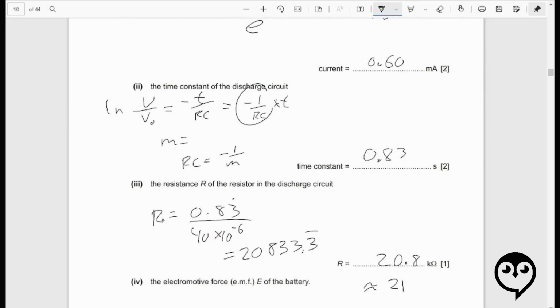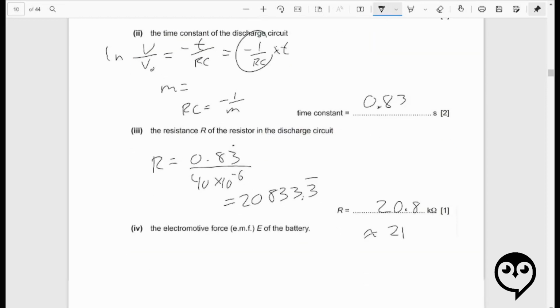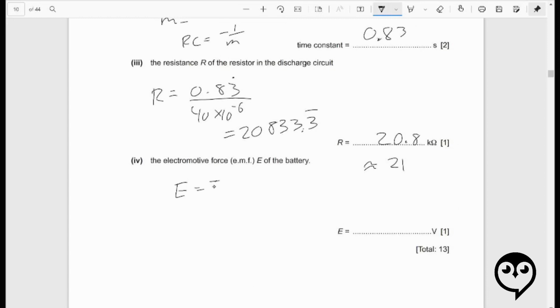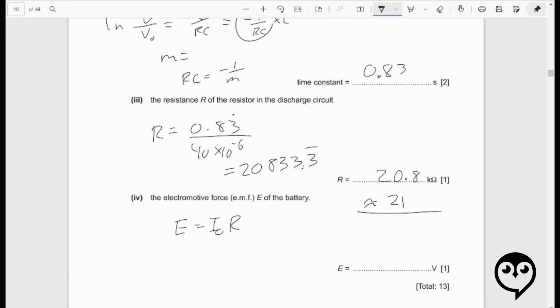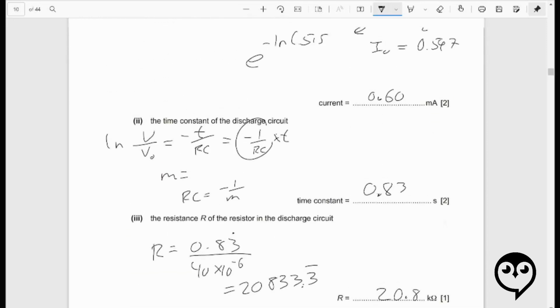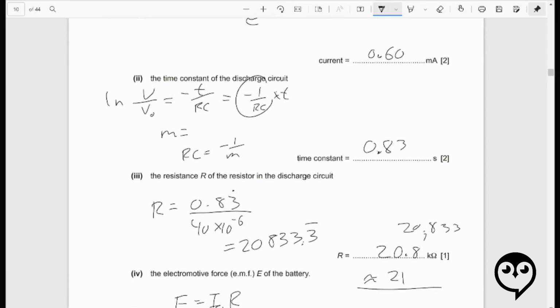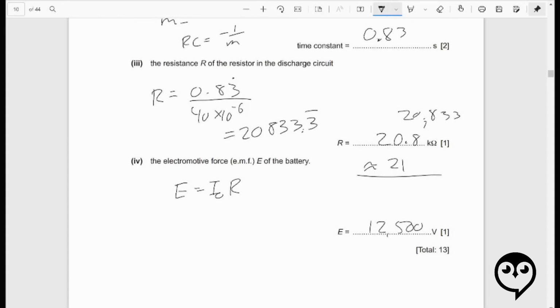So if I've got my time constant, I'm just going to divide that by the capacitance, and I get about 21 kilo ohms, or 20.8 kilo ohms. And the electromotive force of the battery should be equal to I naught times the R, so we can just multiply those two values. So if I've got my answer from here times 0.6, I get 12,000. Oh, that seems a bit high. But wait, milliamps times kilo ohms. The kilo ohms will cancel out with the milli, I'm just moving the decimal place over, and I got 12.5 volts. All right, that's a 13 marker.